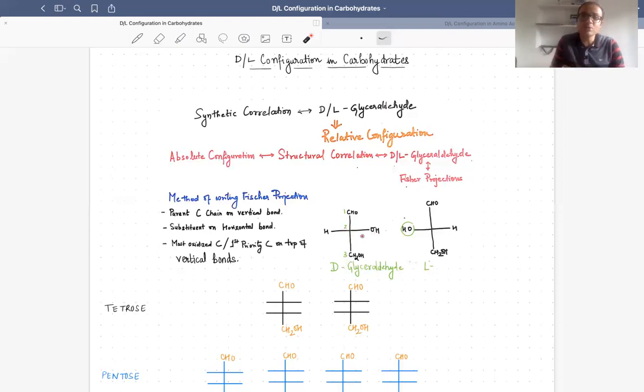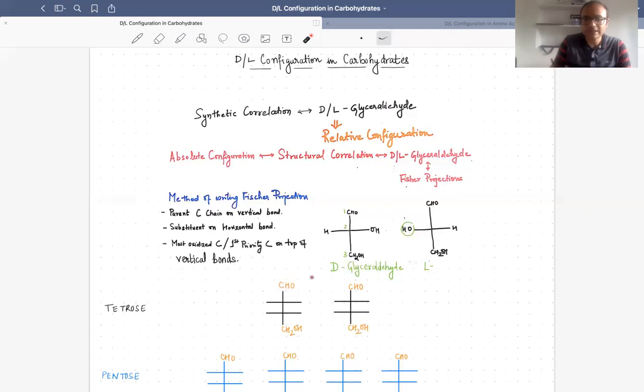So the next higher version would be having two chiral centers. That is what we write here as the Tetrose. Okay, so Tetrose, what you see here, we have now two chiral centers. Basically, if you see here, the carbon chain is written on the vertical chain, and the most oxidized carbon is placed on the top.